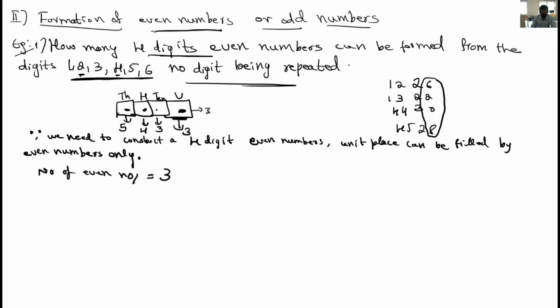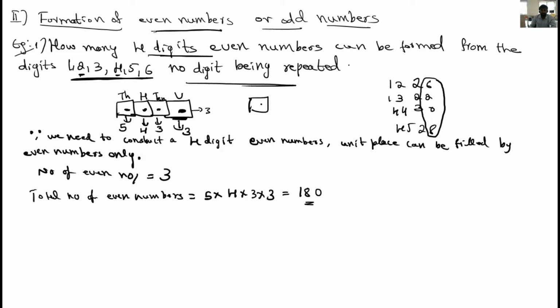Then for tens place you need to take one number. See, 1, 2, 3 numbers are used. Then how many numbers are remaining for tens place? Only 3, right? So total number of even numbers, that means 4-digit even numbers, is equal to 5 into 4 into 3 into 3. 5 4s are 20, 20 3s are 60, 60 3s are 180. So 180 numbers are available.